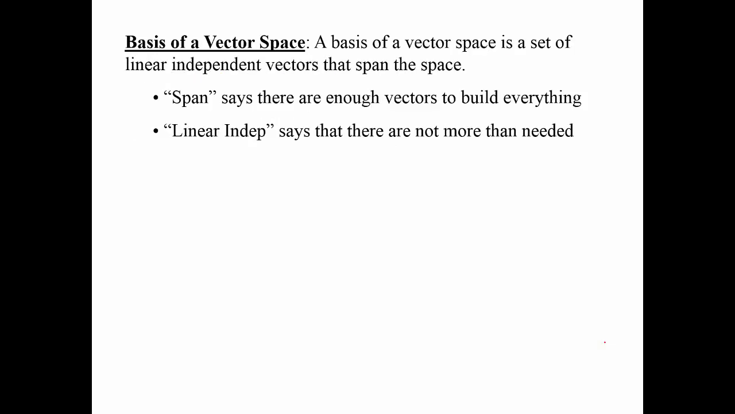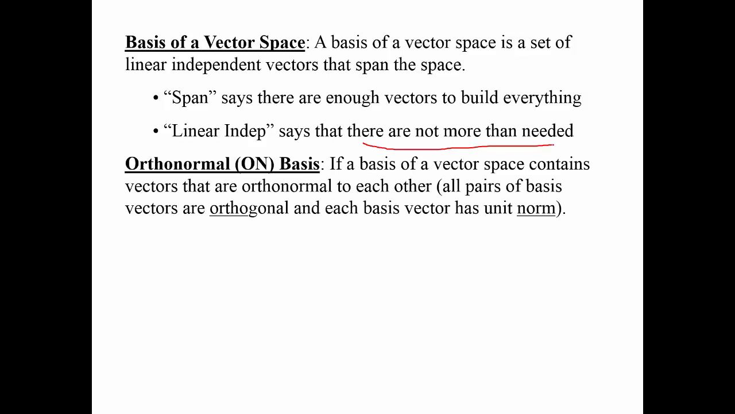And so if we put these two ideas together, it leads us to the idea of the basis of a vector space. We need both. Span says there's enough to build everything. So that's what makes this a spanning set, or a basis of the vector space. And linearly independent says there's none in there that I don't need. And so this says that we've got the smallest spanning set that we could possibly find. An orthonormal basis must be a basis, but every one of the vectors in it is orthogonal to all the others, and they're all unit length.